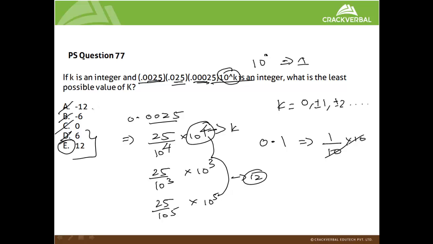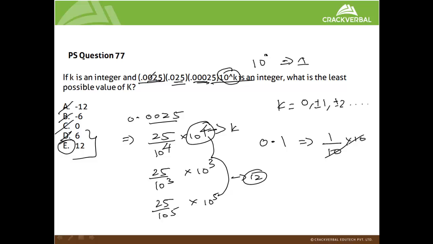I hope this is clear. I believe you all understood why it cannot be negative and 0. Negative means what? 10 to the power minus 12. Further, you are dividing by tens, so that means the decimal point moves further to the left.